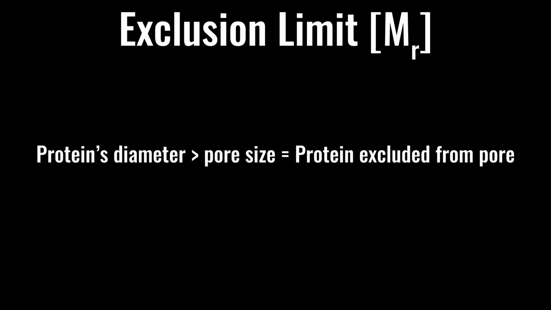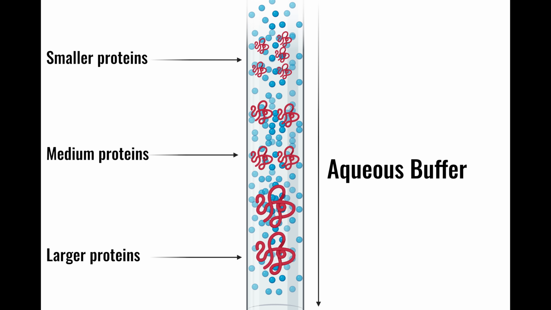Now, I want to make things clear, there is no adsorption to the beads, and the pores do have an exclusion limit. So, if the protein's diameter is greater than the pore size, then the protein is excluded from the pore. An aqueous buffer is used so it can keep the native protein state. We don't want it to unfold the protein or denature it.